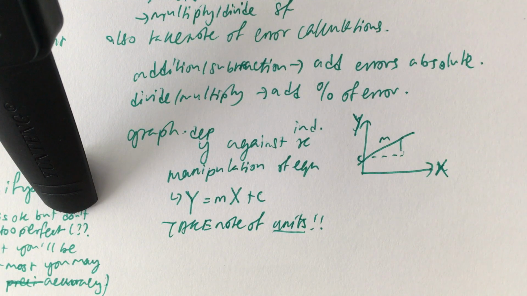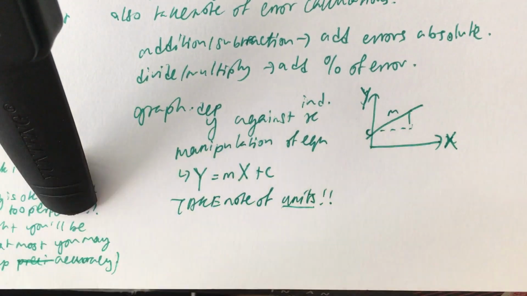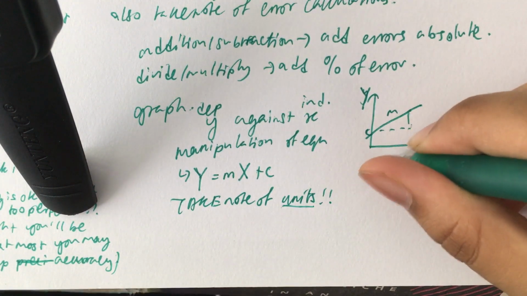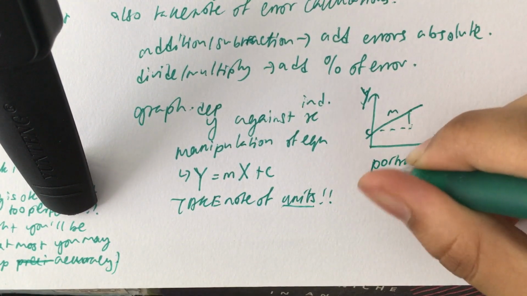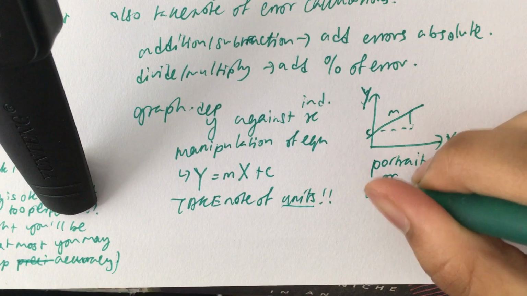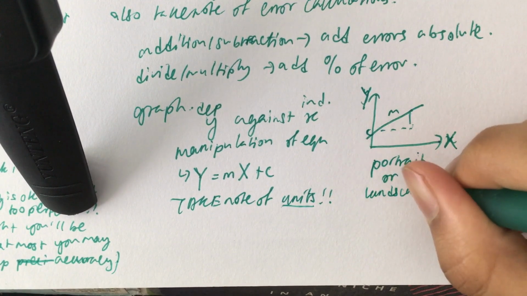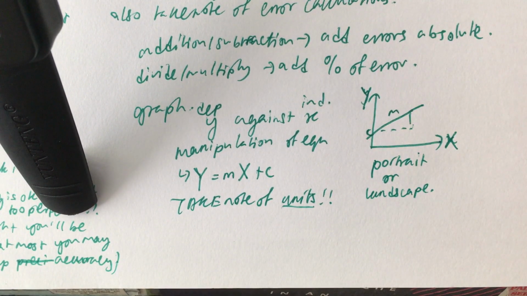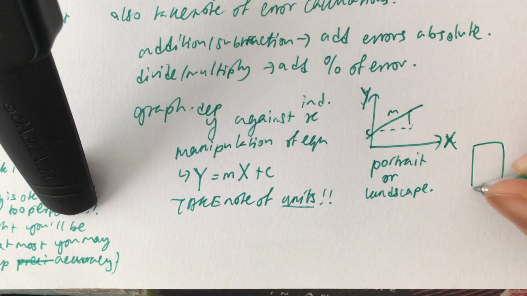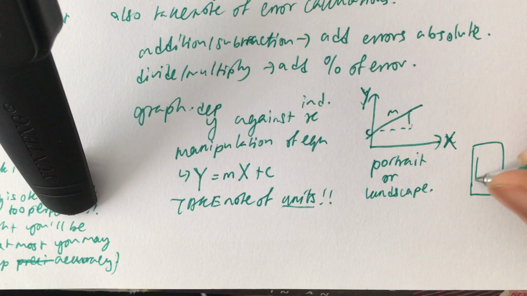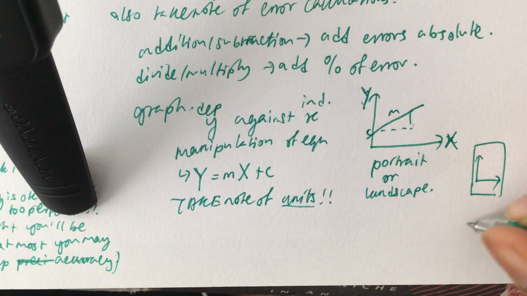And when you're drawing your graph, you don't always have to follow the portrait orientation. You can choose to use landscape. Just make sure you are very clear about which one is y and which one is x. It's perfectly fine. If it helps your proportion of the graph, the scaling of your graph, then you can do that actually.